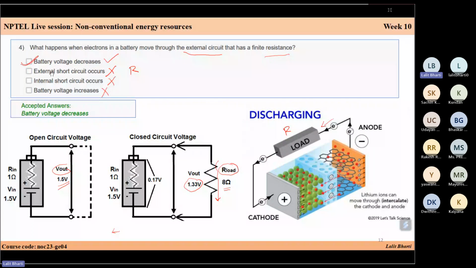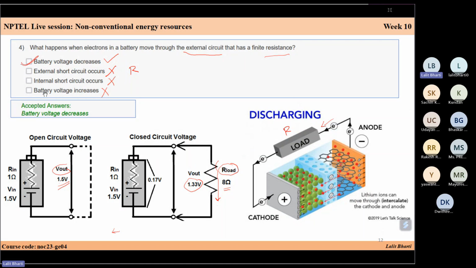So option 1 is correct. Second, option 2 is external short circuit occurs. So it will not occur if you have some resistance. It will occur only when you directly connect your terminals, or your cathode to anode. Then the third is internal short circuit occurs. So it will not occur because there is no flow of electron intrinsically. So it's also not correct.